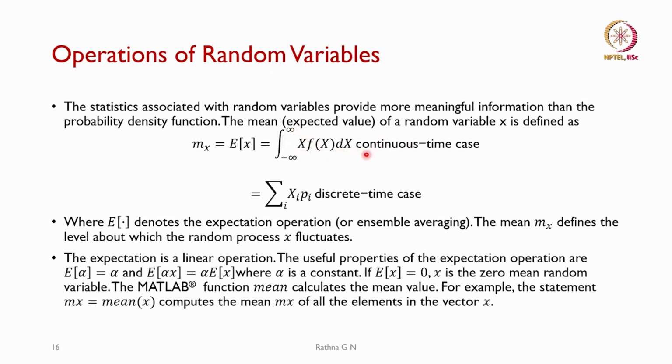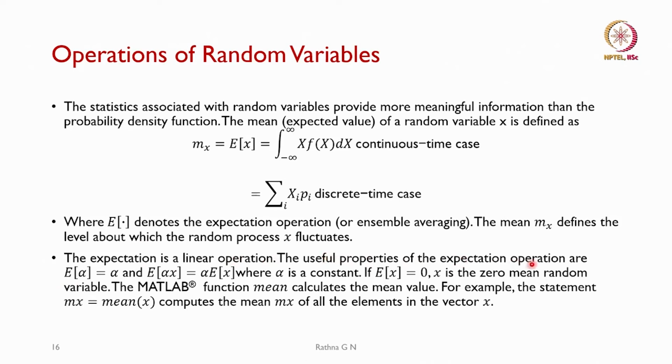So, this for the continuous time case is defined as this. For the discrete time case it is a sum of xi pi, with i varying. Here E denotes the expectation operation, or ensemble averaging basically. The mean mx defines the level about which the random process x fluctuates. So, you will be seeing that it is a linear operation.